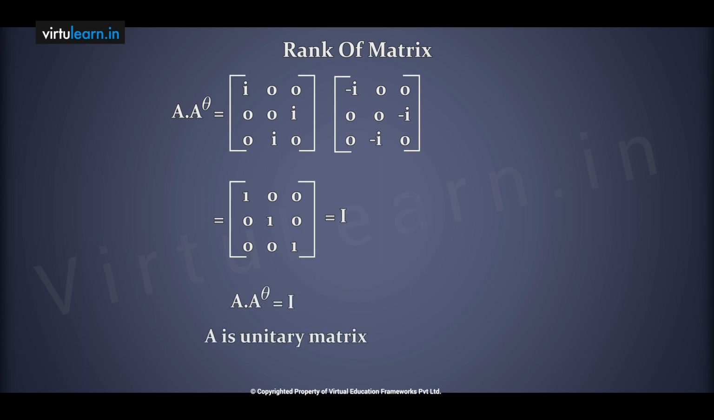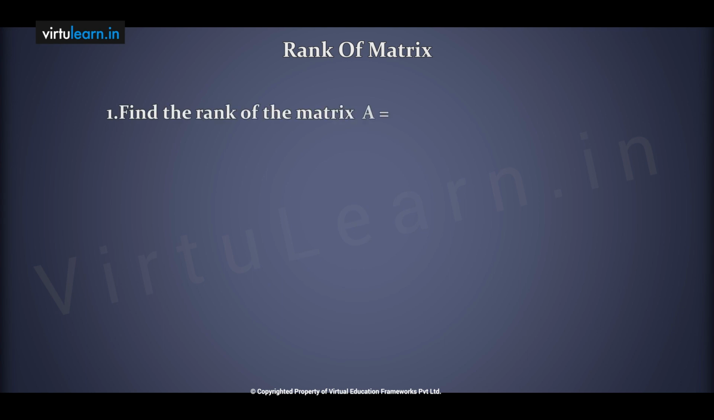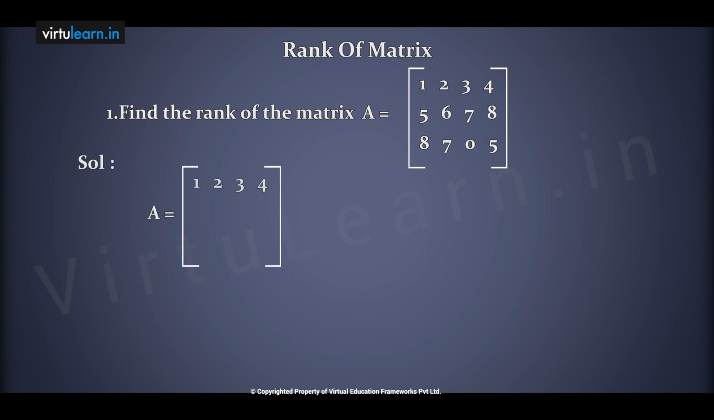A is a unitary matrix. After completing the definition of rank, I have taken one problem here. Find the rank of the matrix A equal to first row 1 2 3 4, second row 5 6 7 8, third row 8 7 0 5. Given matrix A, the order of this matrix I am writing here as 3 by 4.